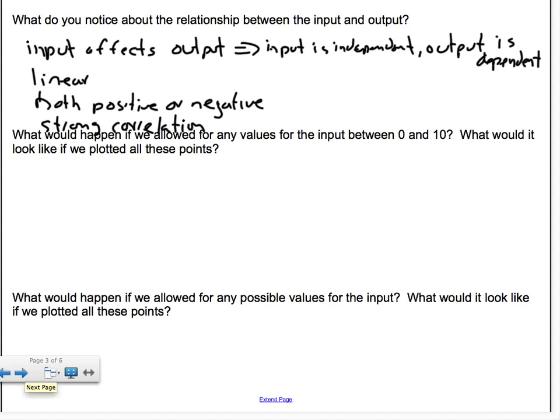Okay. So I restricted your input to be just integers between 0 and 10. What would happen if I expanded that restriction a little bit and said, you know what, I'm going to allow you any number now between 0 and 10? Any number, decimals. What would happen when we start plotting this? It'd be really messy. How come? Because there's an infinite amount of numbers between every number.